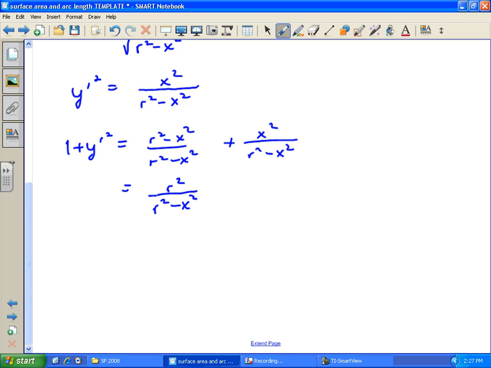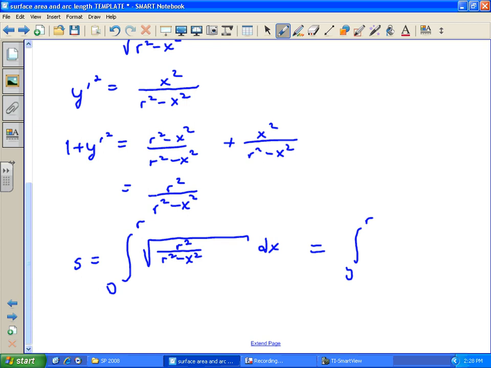Now, let's put all of that into our arc length formula, which simply says integrate the square root of 1 plus y prime squared. So just take the square root of the above and integrate it. So at this point, it looks a little bit different than that other example. Here, there's nothing to cancel, like the r squared minus x squared canceled in the other example. Let me try to simplify this a little bit more. The square root of the top over the square root of the bottom. The square root of r squared is r. And on the bottom, we have the square root of r squared minus x squared.